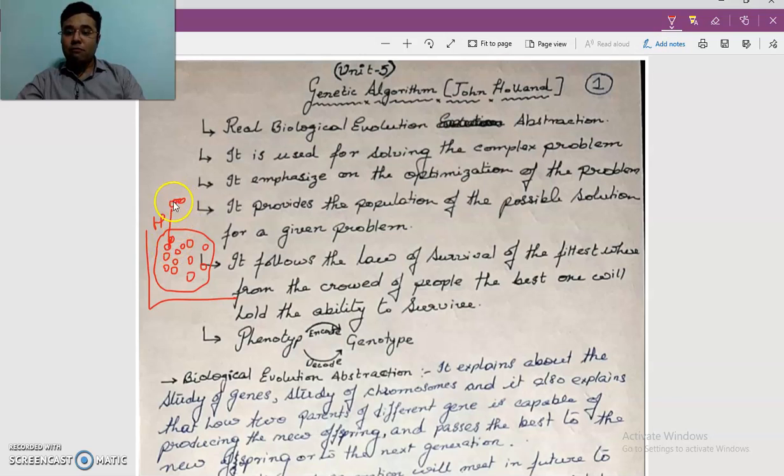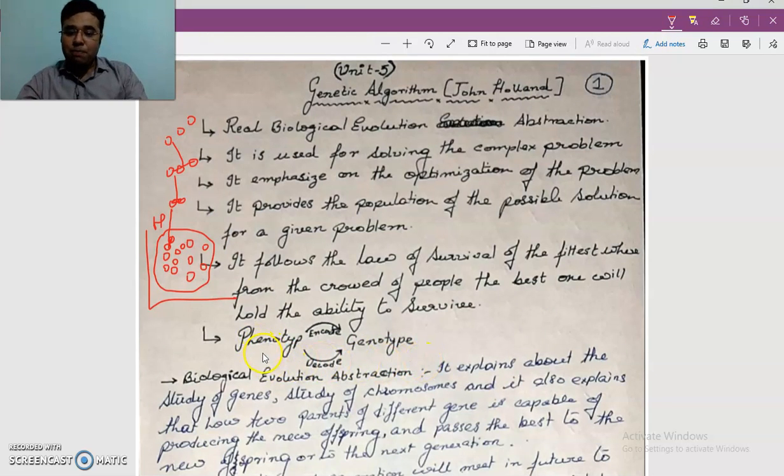When these two modified children meet each other, they will produce another generation, right? They will produce another generation in the form of a much more optimized result. This next generation, when they meet, will produce another optimum result. They will produce another generation which will be more optimum as well as more modified. And this is how the genetic algorithm continues till it produces the best optimized result. So let us discuss how the phenotype and genotype actually work.